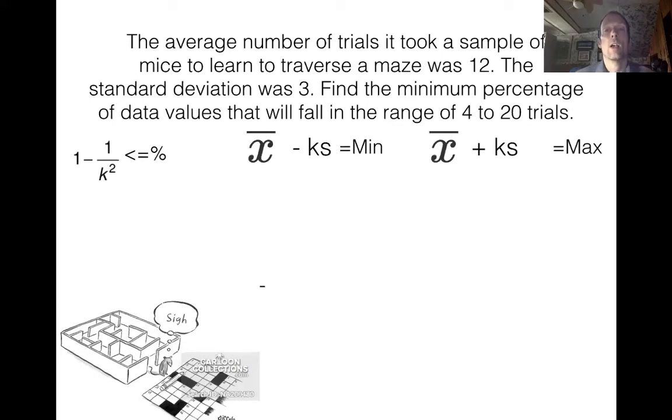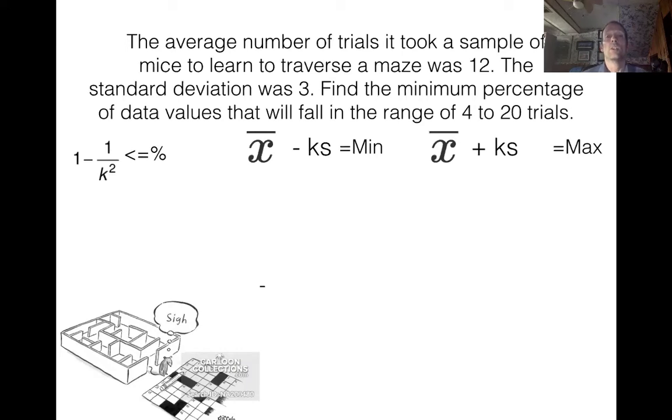Okay. So it's saying that the average number of trials it took a sample of mice to learn to traverse or get through a maze was 12, and the standard deviation was 3. And we want to find the minimum percentage of data values that will fall between 4 and 20 trials.